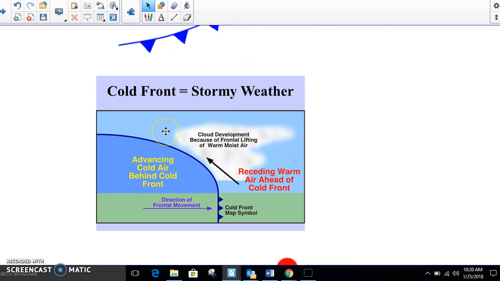Now, cold front normally brings stormy weather. If you look at this diagram here, you see the cold front is going this way, and then it will meet the warmer air. Of course, the cold air will sink, warm air rises, and they condense. When they meet, they form clouds, and then we get rain. So cold front normally brings rain.